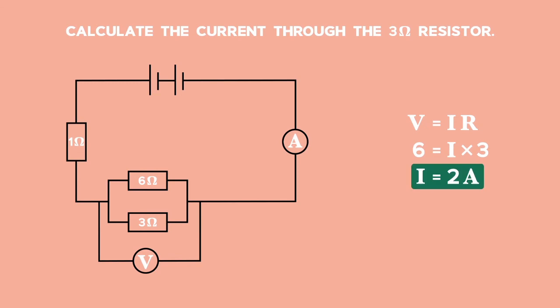Looking at the answer, we see that it's less than the total and bigger than what will be going through the 6 ohm resistor. Checking the answer, we can make an educated guess that the answer is in the correct range.